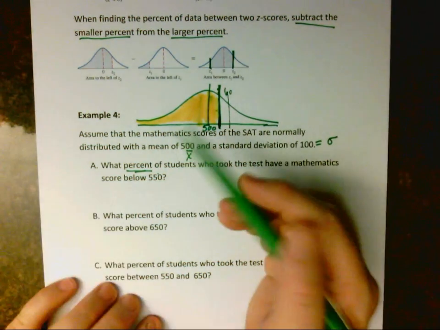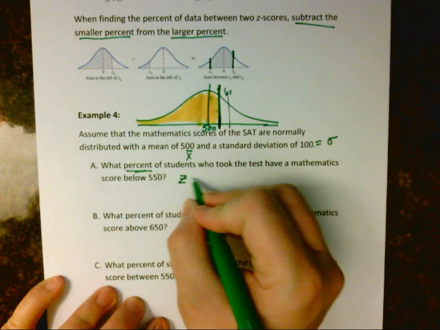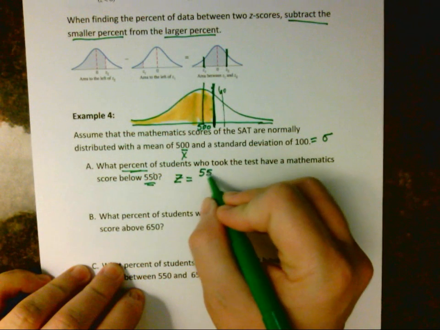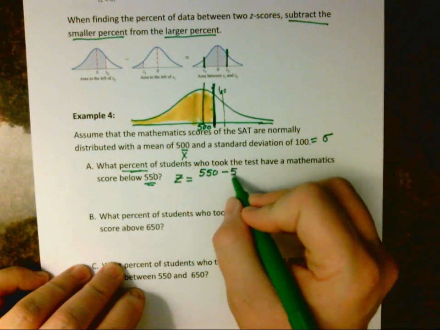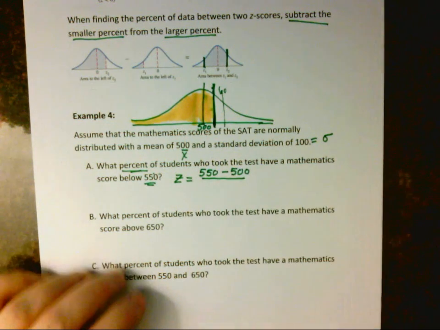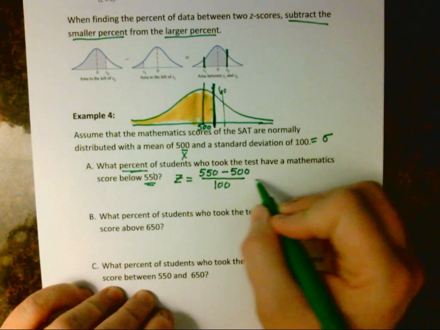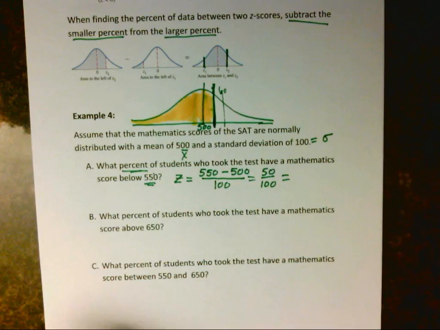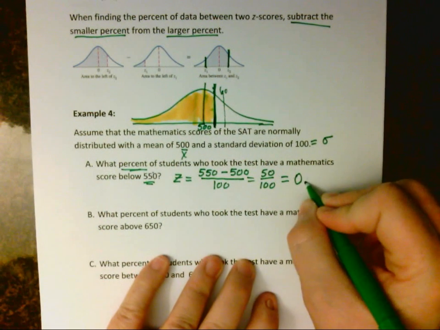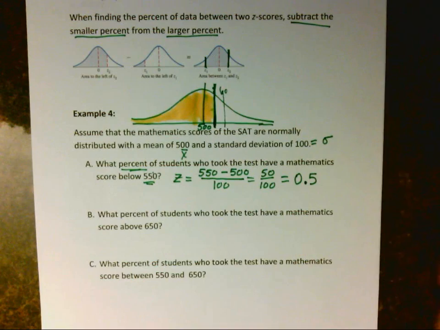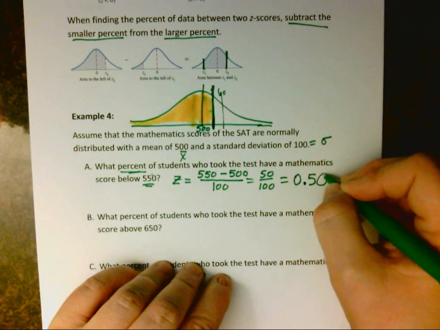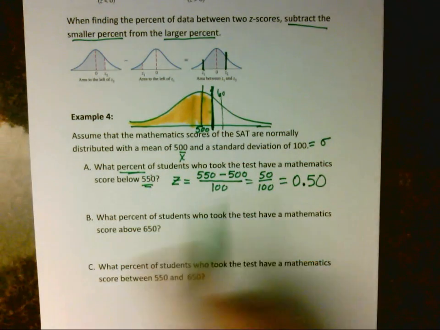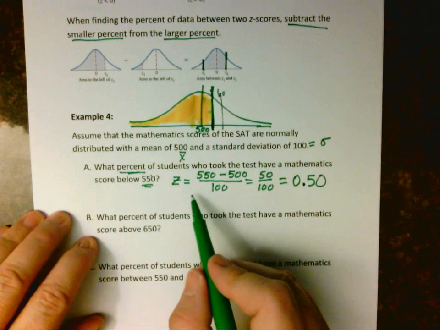The first thing was to sketch your graph. The second thing is to calculate your z. To get the z, you use your data item, that's 550, subtract the mean, which is 500, and divide by the standard deviation, which is 100. So I have 50 over 100. 50 divided by 100 gives us 0.5, and it's understood that there's another 0 behind that 5. So when we look it up, we'll be looking up 0.5.